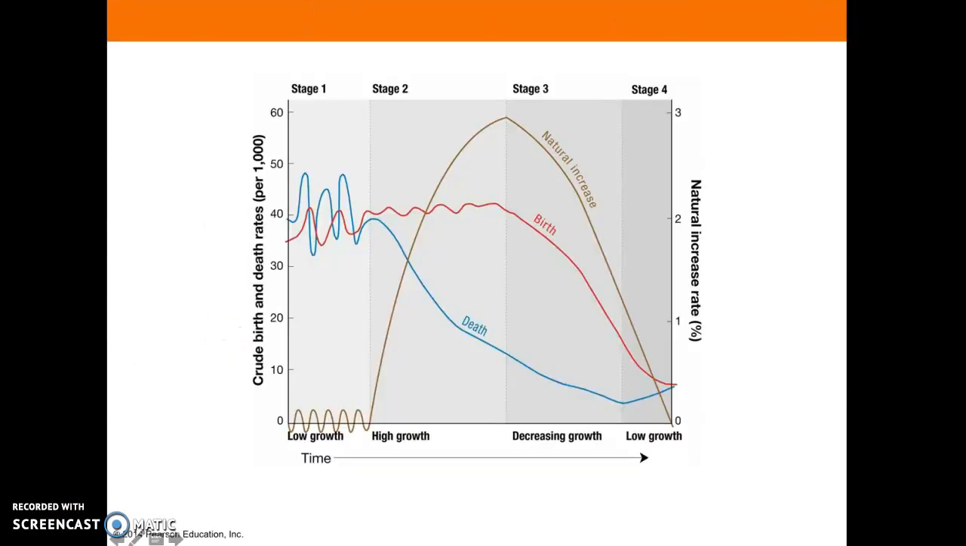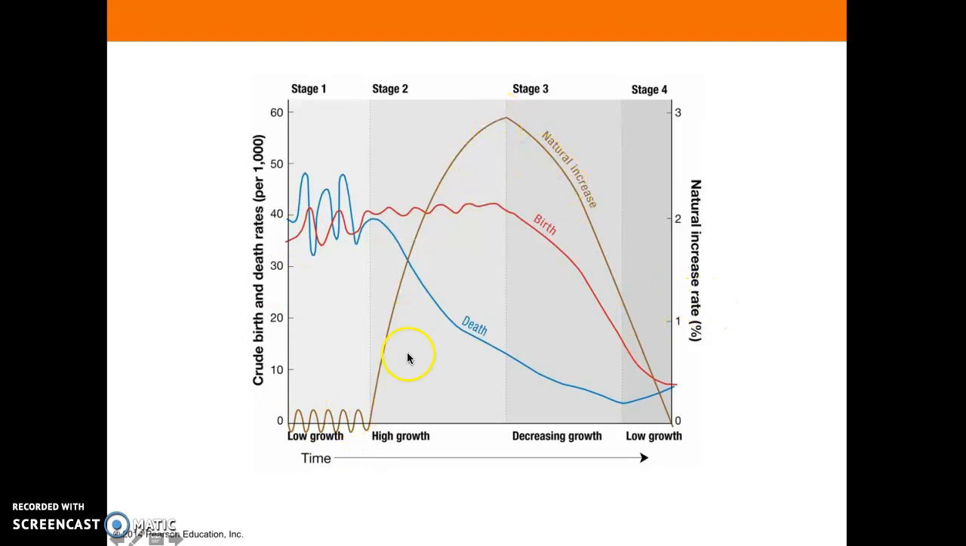So this is the model that you've been looking at, hopefully in your book. Some of you had this one for your speed date research activity, so you've got a little bit of a head start. You can see that the country would progress from stage 1, and this would be a pre-agricultural society. There are no countries in stage 1 today. There are populations within a country that might be in stage 1, but there are no countries on the planet today at stage 1.